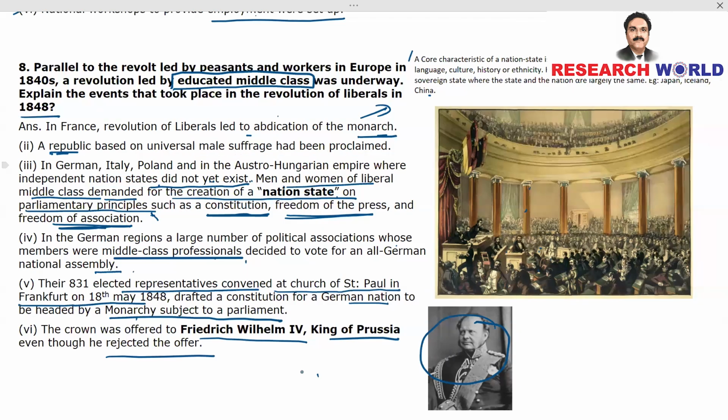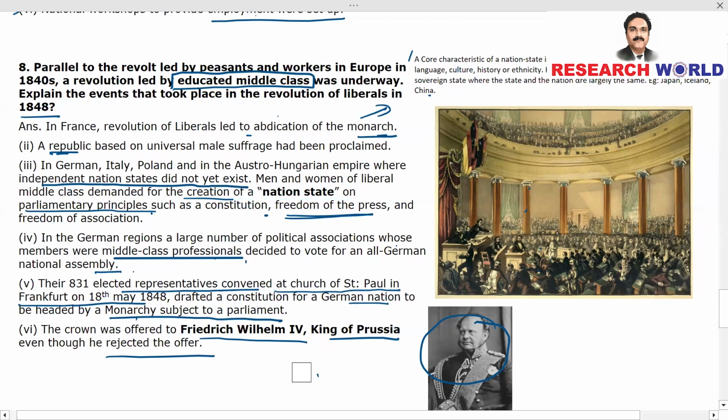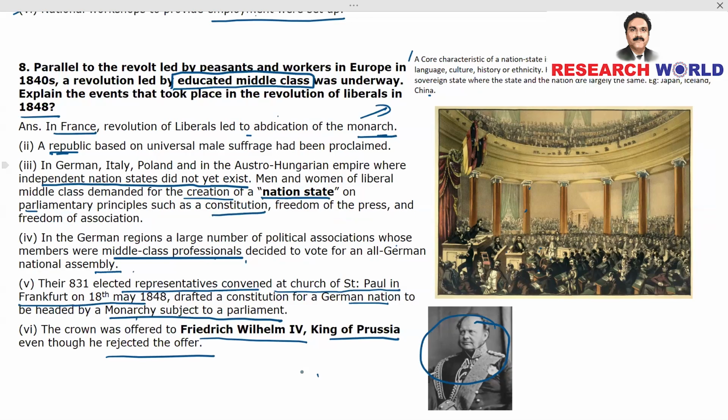But in Germany, Italy, Poland, and in the Austro-Hungarian Empire, where independent nation states did not yet exist, what happened? Men and women of the liberal middle class demanded the creation of a nation state. At that point of time, France was already a nation. Okay. And this nation state on parliamentary principles such as a constitution, freedom of press, and freedom of association. That was a demand of the educated middle class.